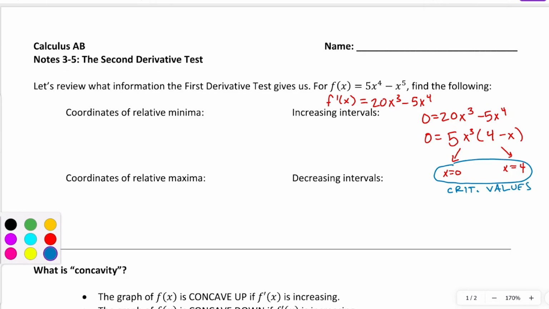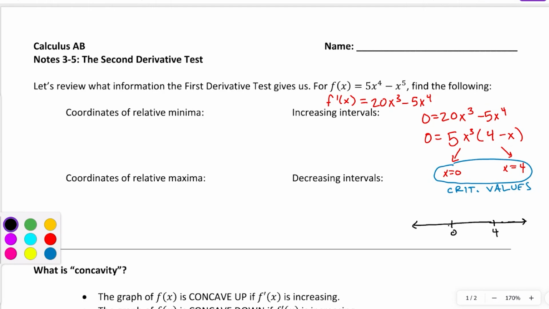And so to determine, using the first derivative test, whether we have maxima, minima, or maybe neither, we're going to create a little sign chart, labeling those critical values on our sign chart. And then we can pick a representative from each interval, plug it into that factored form, and find out whether or not the derivative is positive or negative. If the derivative is positive, we know that the function f is increasing. If the derivative is negative, we know the function f is decreasing.